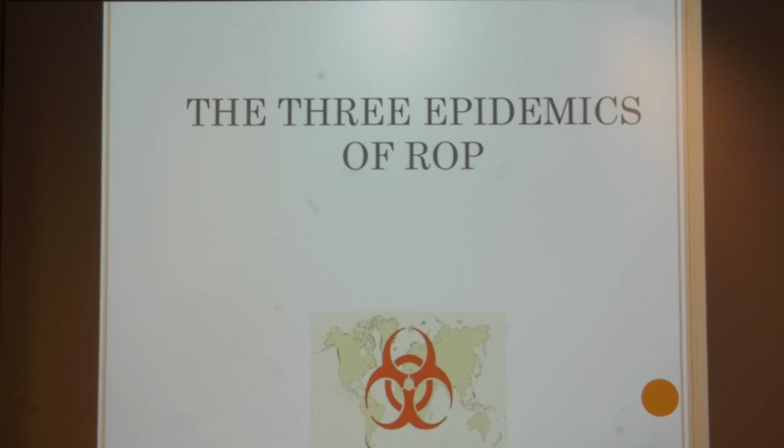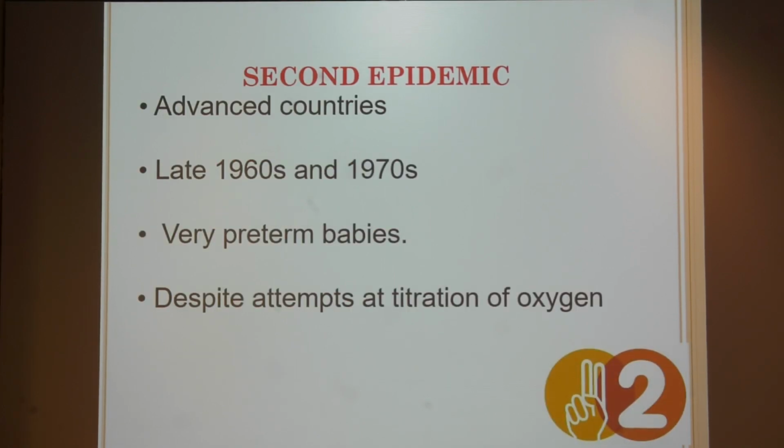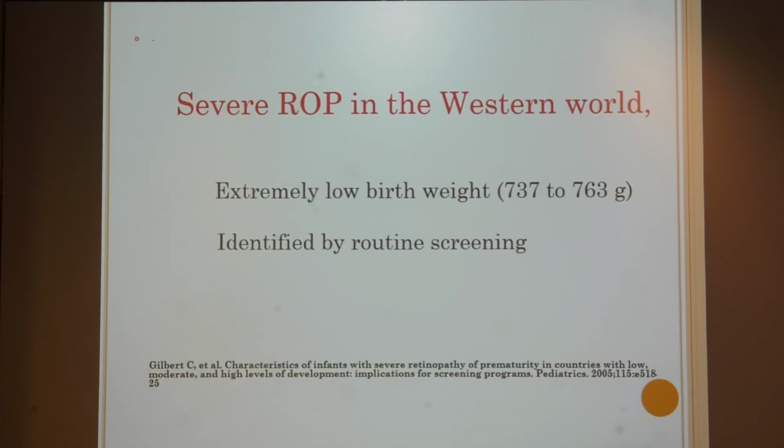There could have been 3 distinct periods which are termed as 3 epidemics of the ROP. First ROP epidemic was observed in large preterm babies in mid-50s because of unrestricted use of oxygen. The second epidemic was seen in late 1960s and 70s in very preterm babies despite attempts at titration of oxygen.